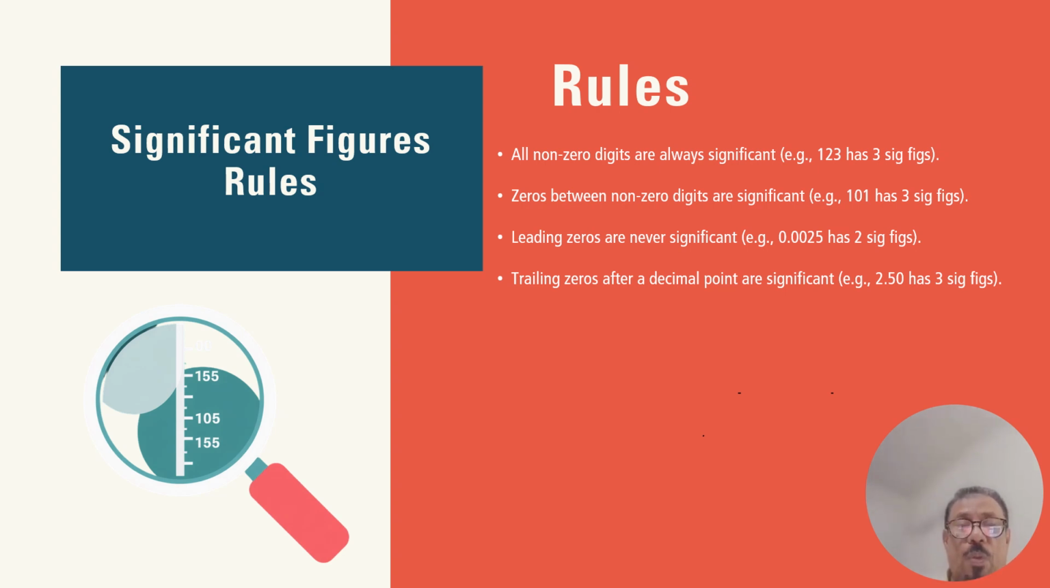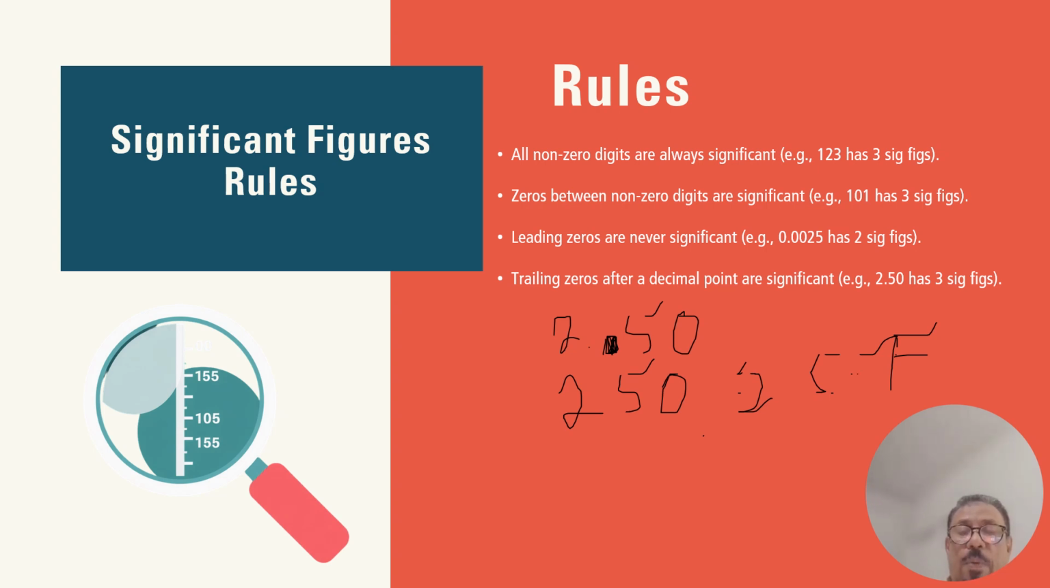So 2.50, this is the decimal point, is 3 sig fig. However, 250 is 2 sig fig. Why? Because the trailing zero will never be significant. So 1000 is 1 sig fig.